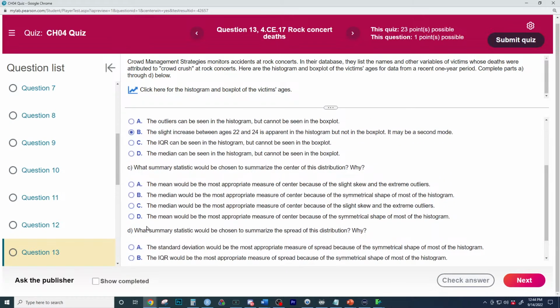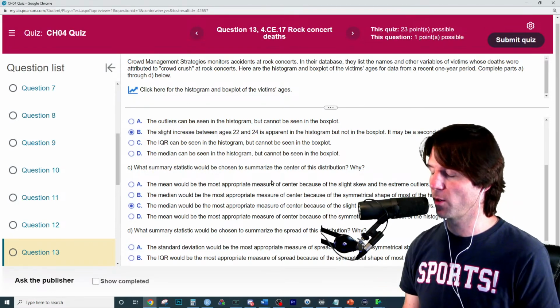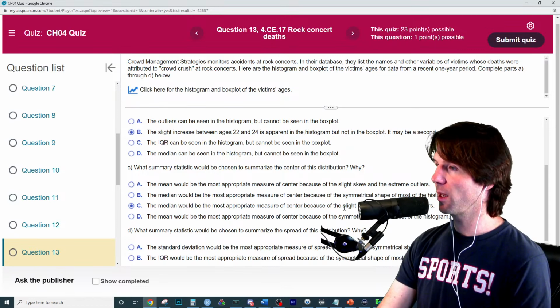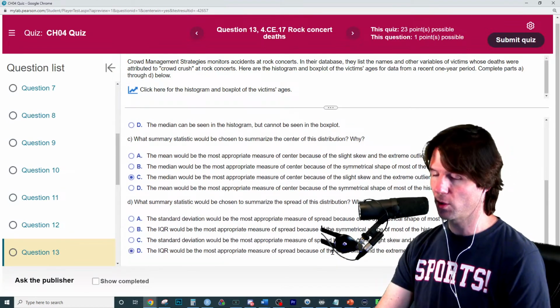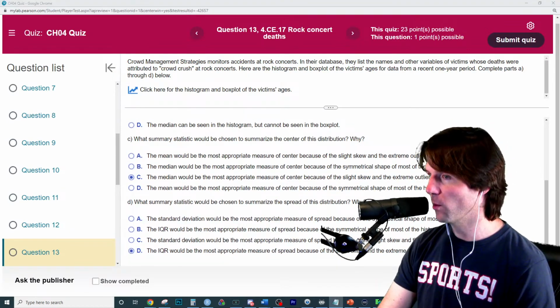Same sort of idea, and I didn't click this one. The median because of the skew and outliers. We got it right. That's what we do right here. Beautiful question. This question gets an A+. Great review question, understanding what measures we use for center and spread. Good review right there. We got time for a few more.